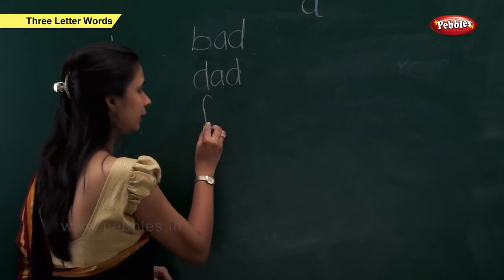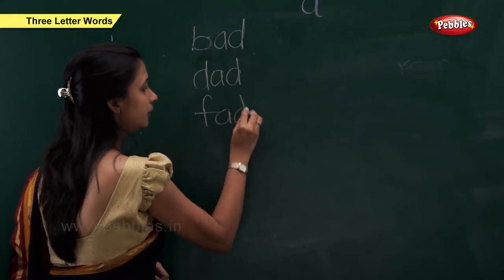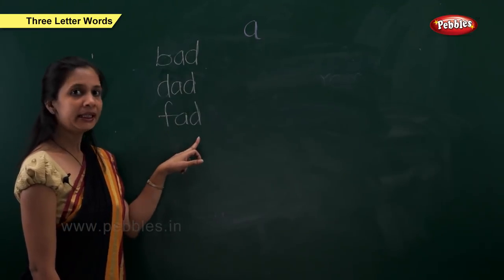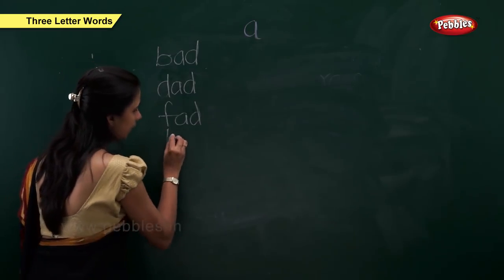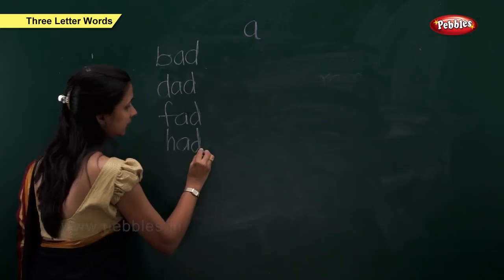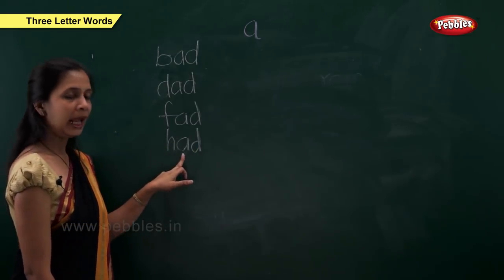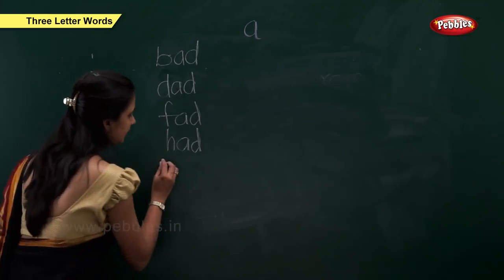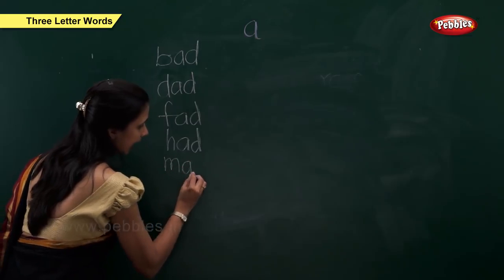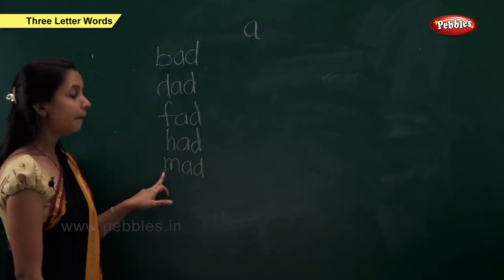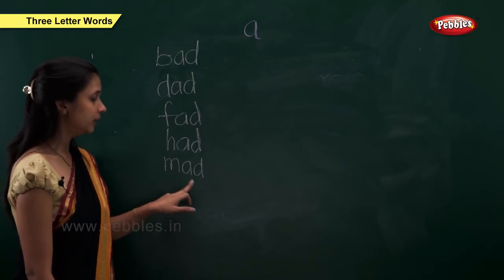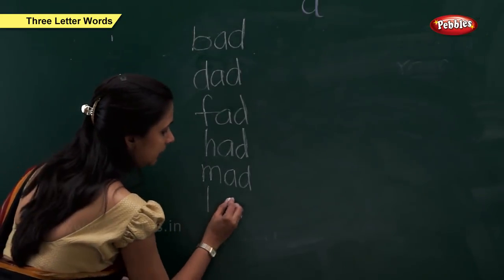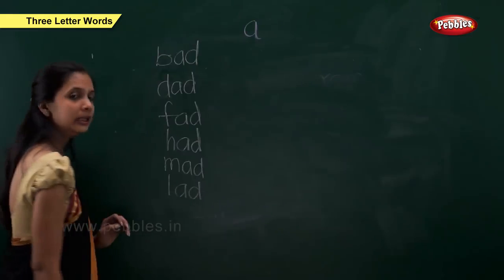The next is F, A, D, fad. The next is H, A, D, had. The next is M, A, D, mad. The next is L, A, D, lad.